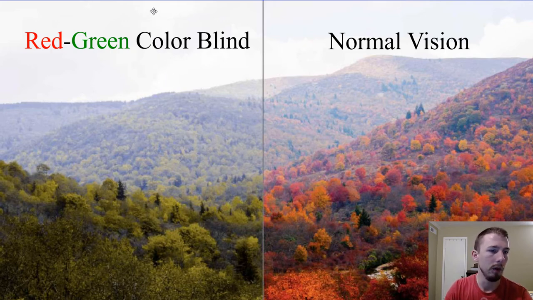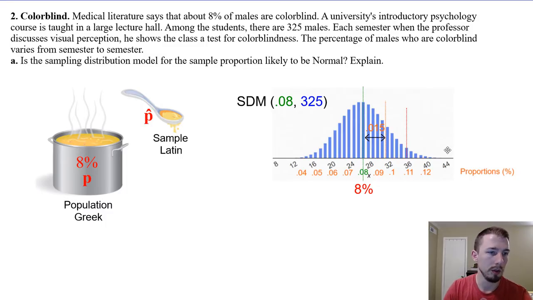All right, so we're looking at color blindness. For somebody who has red-green color blindness, this would be the image they see when it's actually fall, and this is what we would see in normal vision, so they're not picking up the differences between those frequencies. All right, so number 2 says that medical literature says about 8% of males are colorblind.